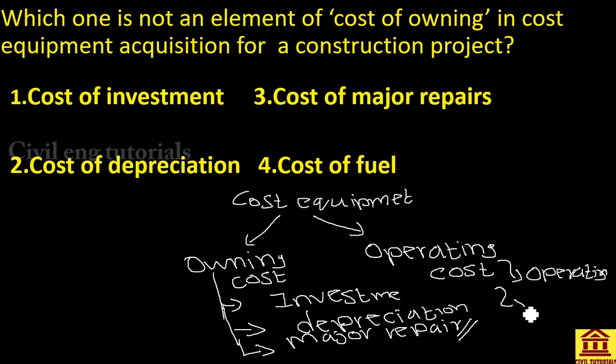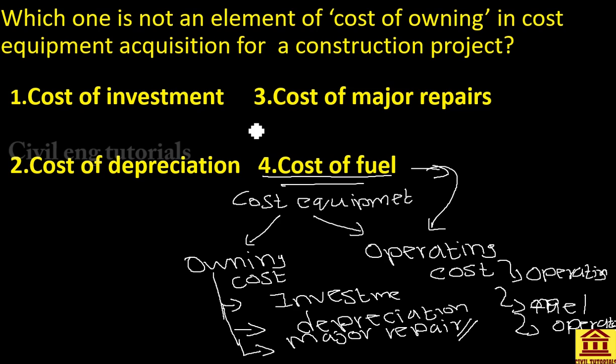The cost of fuel is an operating cost. Likewise, the cost for the operator. Those are the costs that occur while you are operating. So the cost of fuel is an operating cost. So in this question, the answer is cost of fuel. The question is, which is not a cost of owning? These three things are costs of owning, but the cost of fuel is a cost of operation. So the answer is the fourth one, cost of fuel. Thank you.